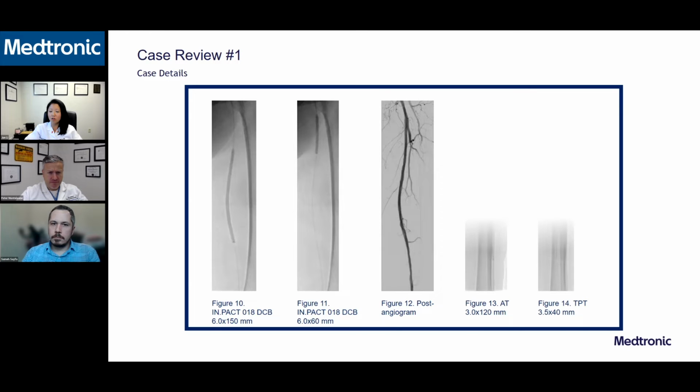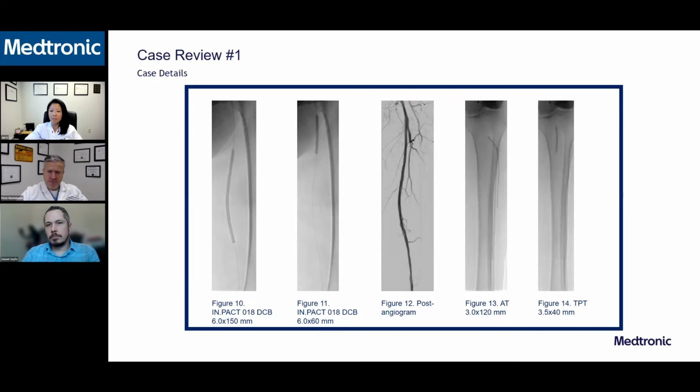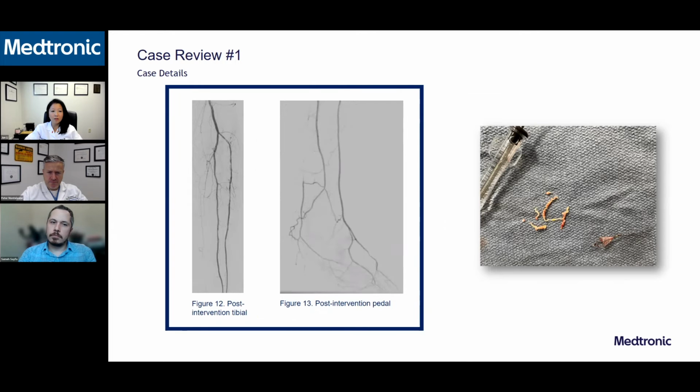So then we turned our attention to below the knee. The AT and the TP trunk was subsequently crossed without any issues. Balloon angioplasty was performed using a 3.0 millimeter compliant balloon into the AT and a 3.5 millimeter compliant balloon into the TP trunk, respectively. And this was the below the knee imaging post-procedure. Here you can see still a little bit of disease in the AT itself, but good runoff distally without any embolism present. And this was the extracted atherectomy from the device itself.